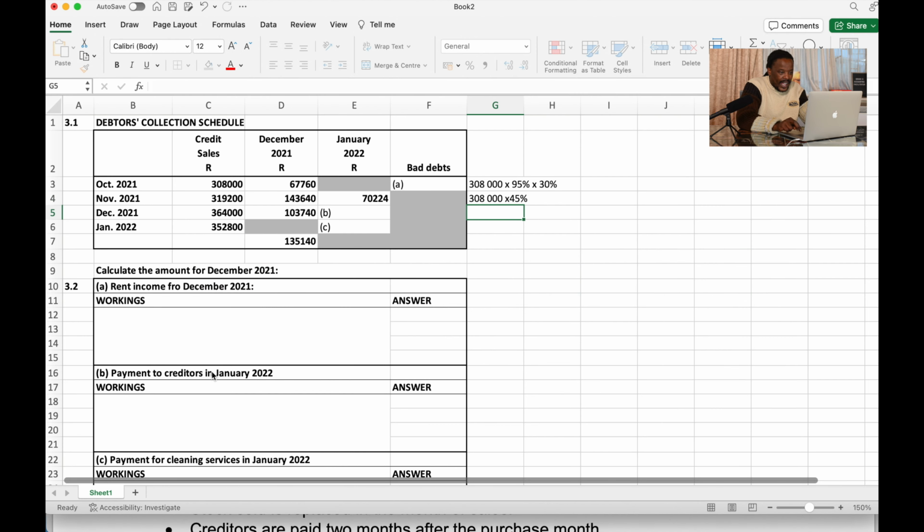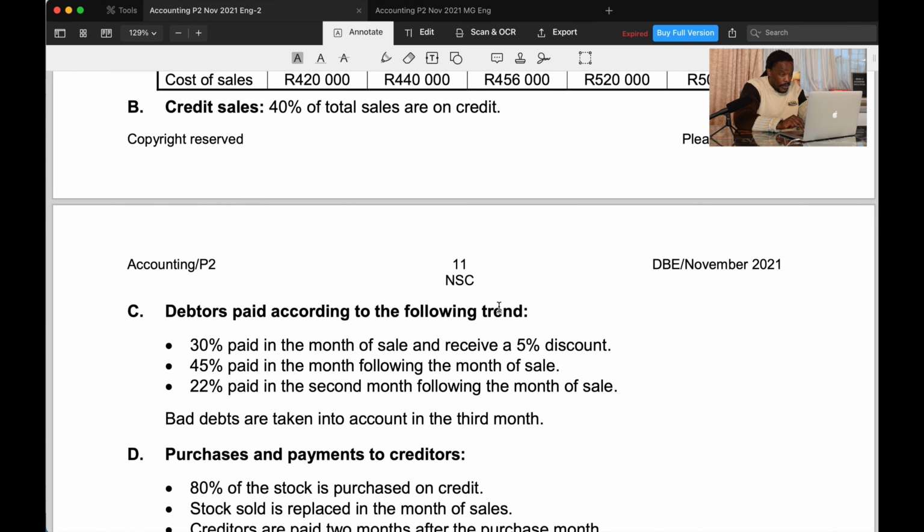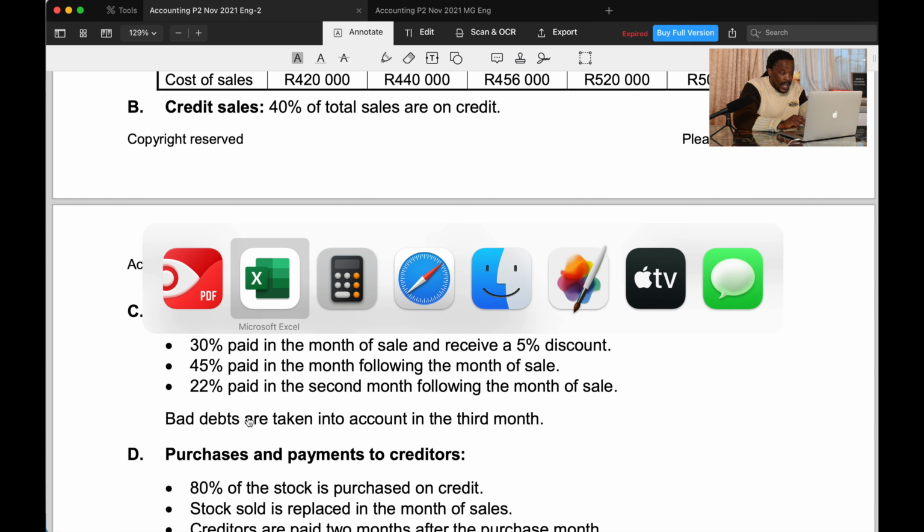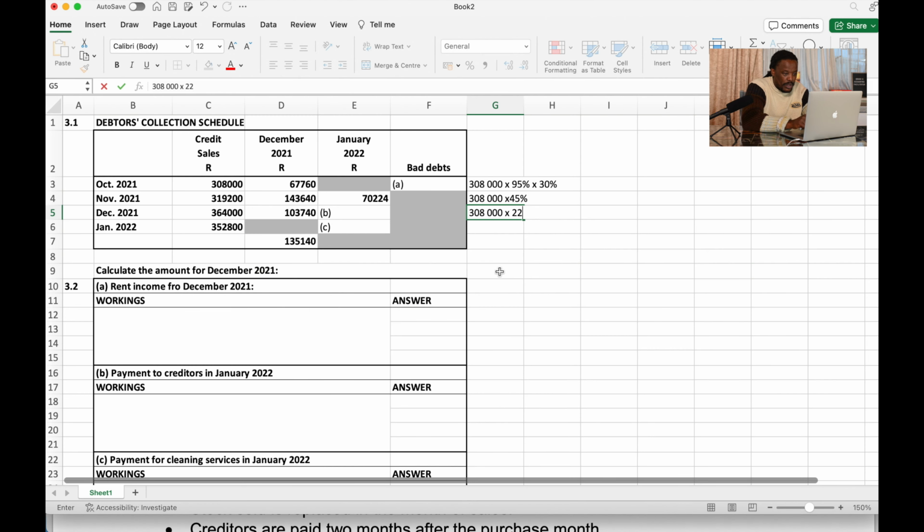What is the trend again for this 308,000? Because you want to determine the bad debt, and this is the only way to determine the bad debt. The calculation for the second month is 22%. We already did that, times 22%. And when you times 22%, it's going to be 67,760. We did that calculation, and that is why it is disclosed in December.